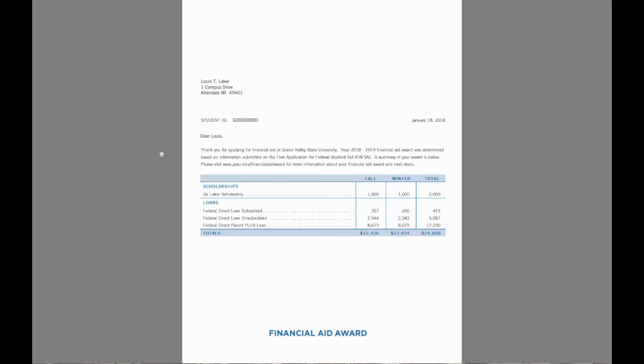Next, you'll see the table that lists the different types of aid that you are eligible to receive. This may be loans, scholarships, grants, or a combination of the 3. They are categorized by the types of aid. On the right-hand side, you will see the amount of the aid for the fall semester, the winter semester, and then the total of each type of aid. The bottom blue line lists the semester and yearly totals that you were offered.